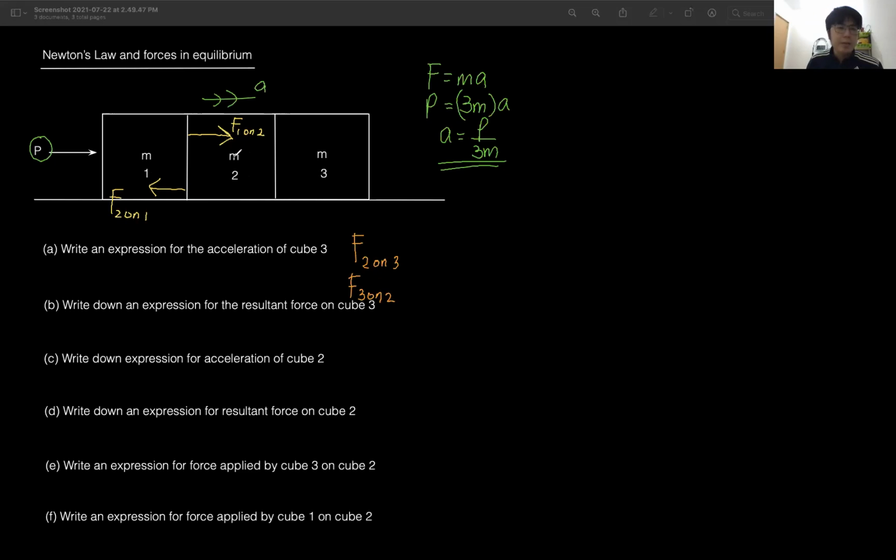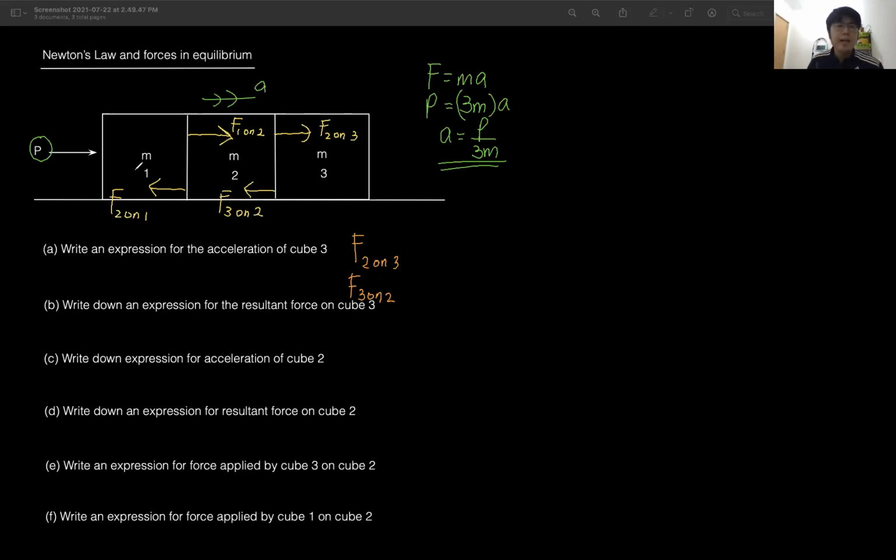Now same with m2. m1 presses m2, and m2 also presses m3. So there's another force. What do you call it? F2 on 3. This is the action again. Due to this action, there's a reaction. Body number 3 presses back on body number 2. So that's F3 on 2.